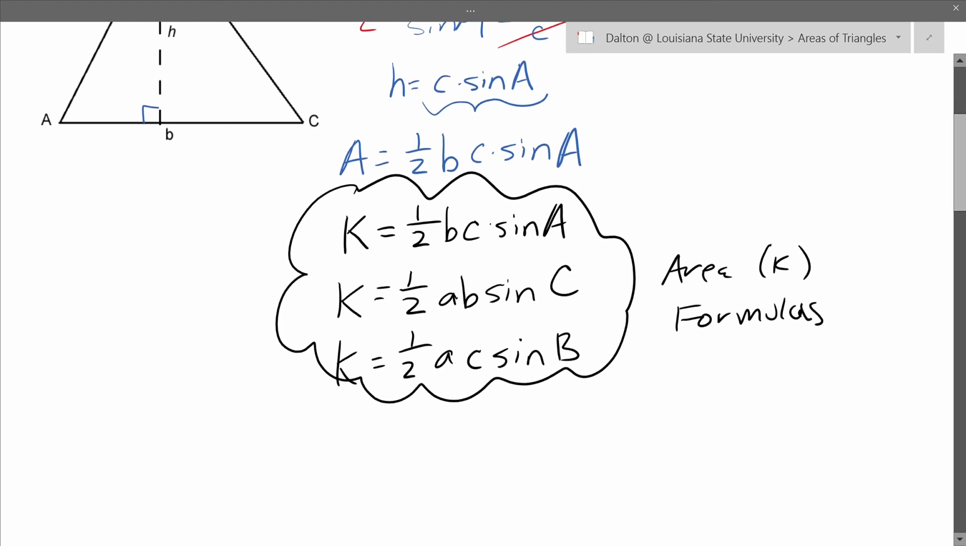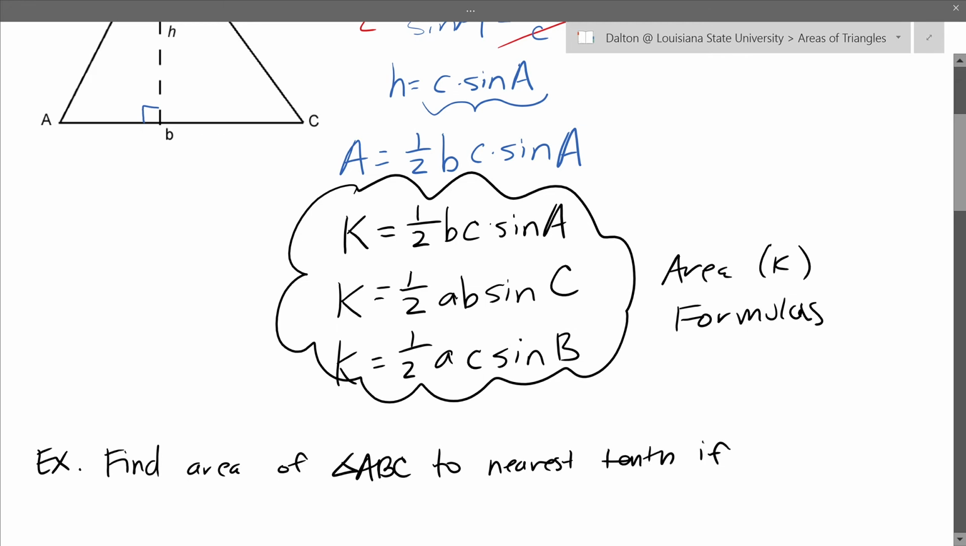Here's how it works. If I ask you to find the area of triangle ABC, again, let's round to the nearest 10th where necessary. If I give you the following information, B is equal to 14, C is equal to 110 degrees, and capital B for the angle is 25 degrees.